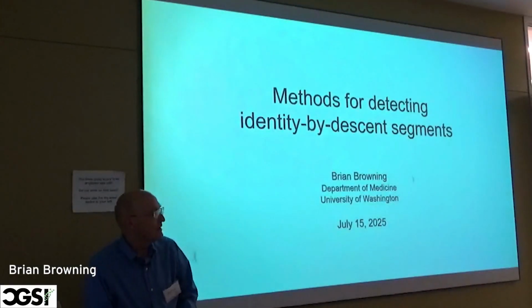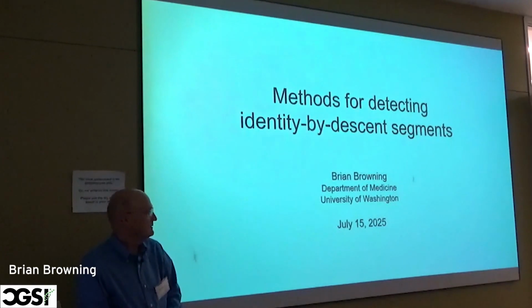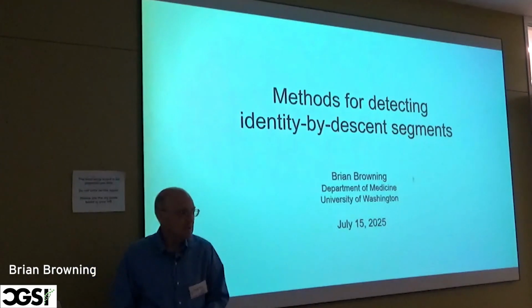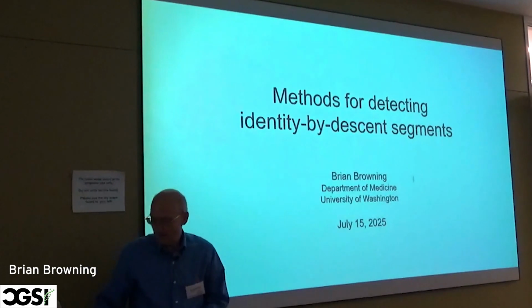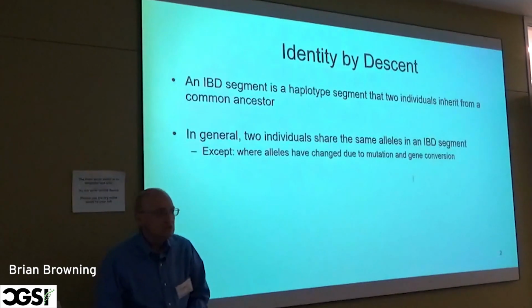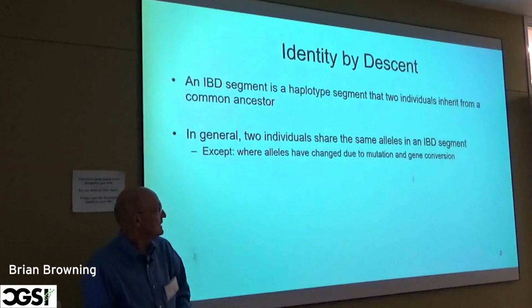So my name is Brian Browning. I'm at the University of Washington. I work a lot in methods that use haplotypes, especially for large-scale analyses, phasing, imputation, IBD segment detection, and others. So this is supposed to be a tutorial talk on identity by descent.